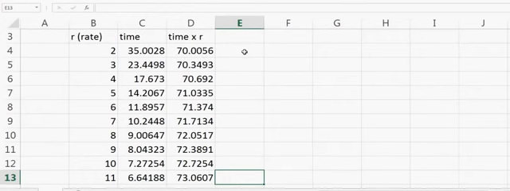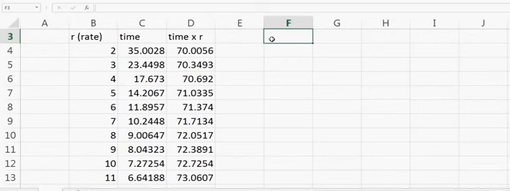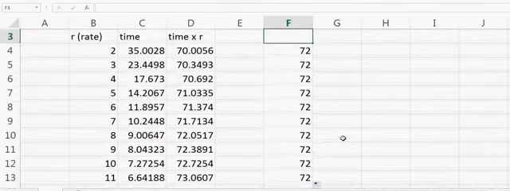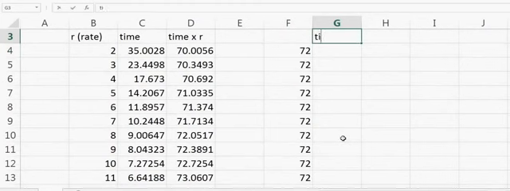So if we approximate the number to be 72, then all we need to do is, if I use the same approach, if I use our trick, then instead of using 70.005, I will always use 72. So I keep using 72 for all these rates, and then I'll calculate the time. Time will be equal to 72 divided by rate.